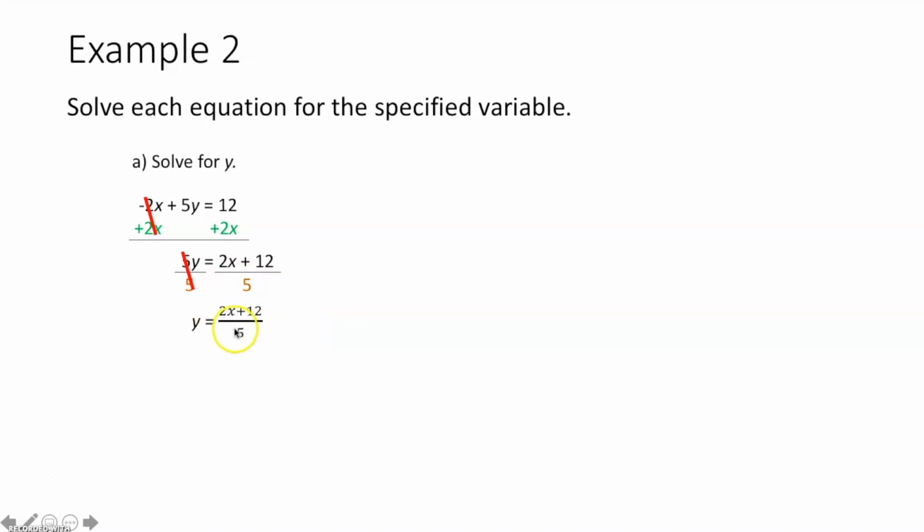Now again, I don't want to leave it like this. I'm going to take each term in the numerator and divide it by my denominator, creating two separate fractions to make it look something like this. Usually they will simplify, but here it does not, and that's okay. You can leave your answer like this.